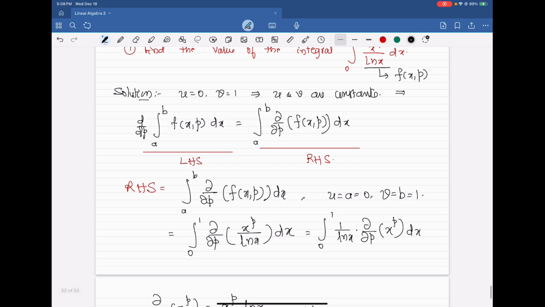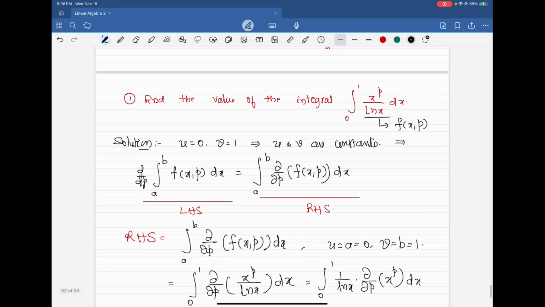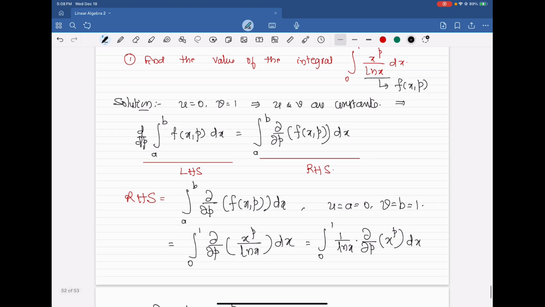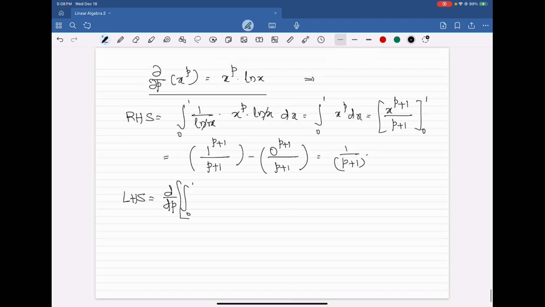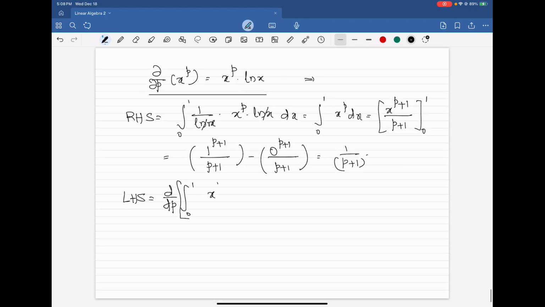Left hand side is equal to d by dp of the given function. What is the given function in the examination or question? Given function is integral 0 to 1 x to the power of p by 1 plus x dx. Differentiation of the given function with respect to p is equal to 1 by p plus 1.